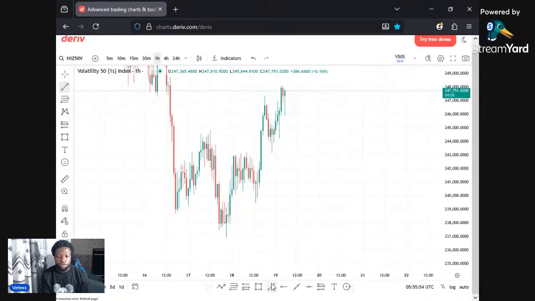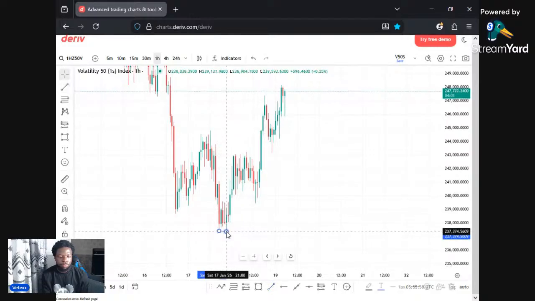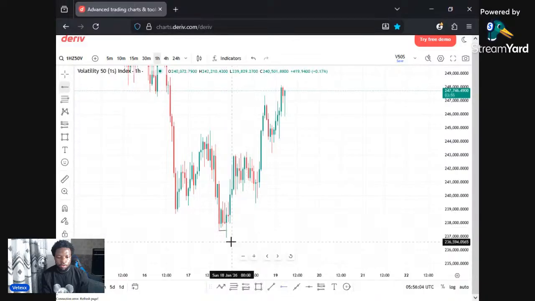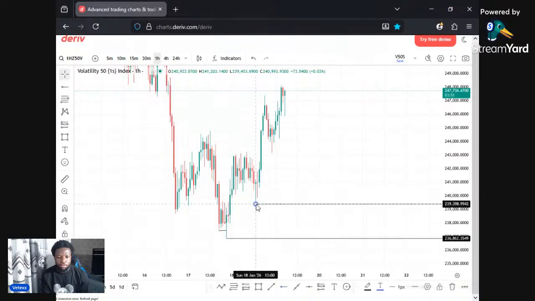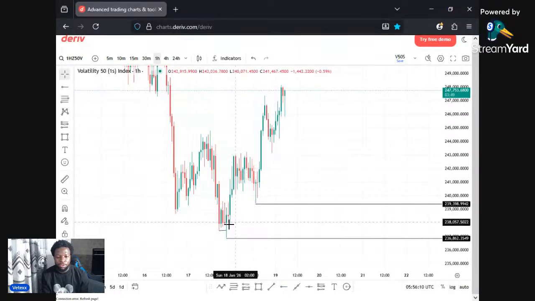our sweep of liquidity here in the 1 hour time frame, which is this. We have our protected low here, which is this. We have our structural liquidity. Price retraced 50% to give us our structural liquidity.